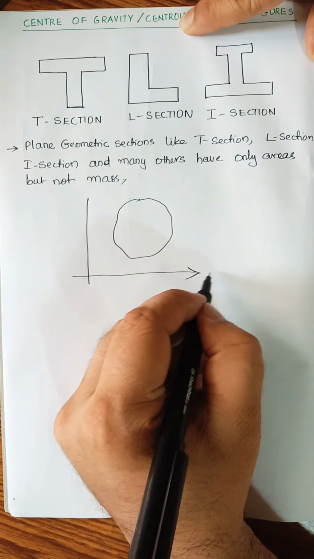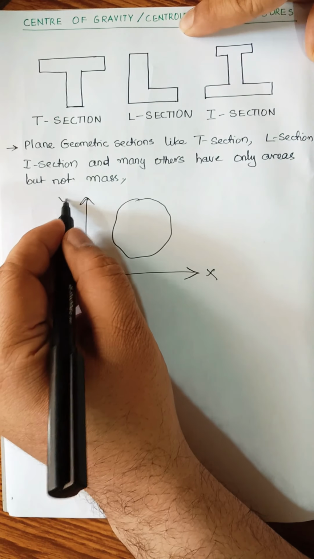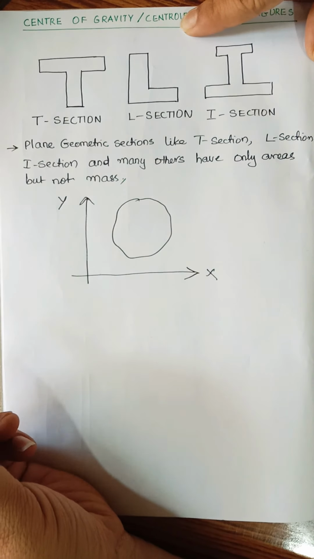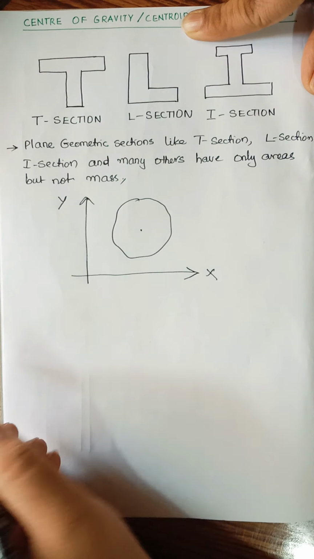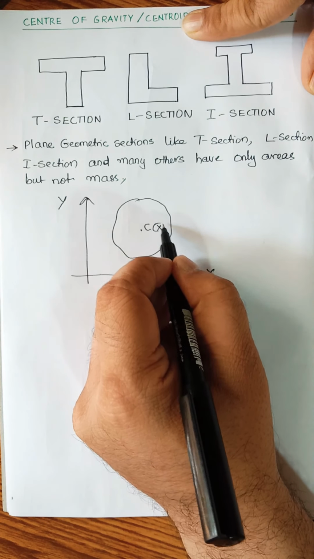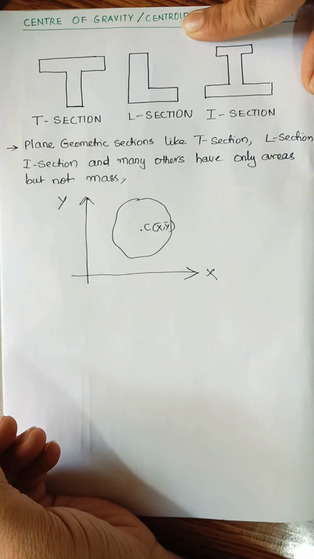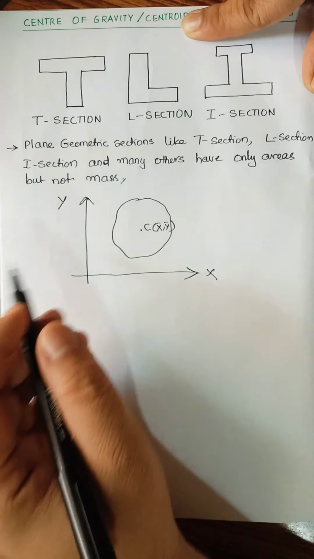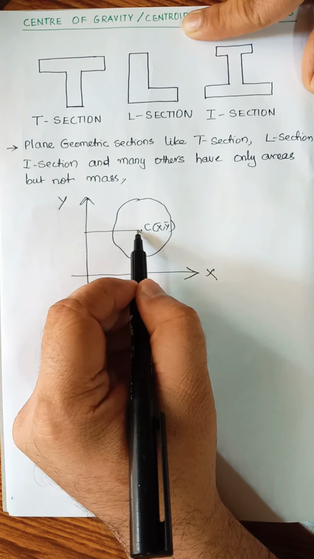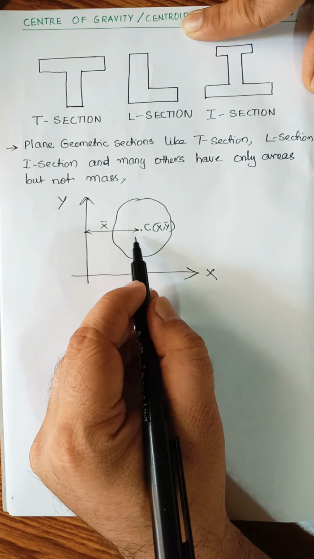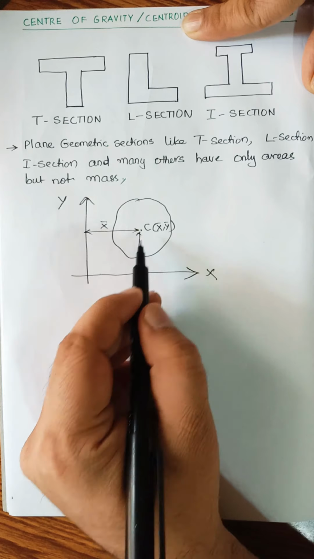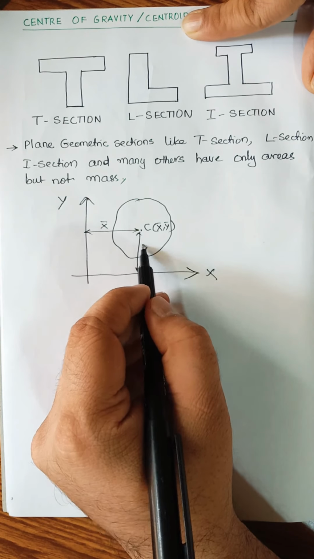So generally, if I consider any plane section, an irregular body which is lying in the first quadrant, where we can see the reference x-axis and reference y-axis, it has got a centroid capital C whose coordinates are x bar and y bar. As you all know, x bar is the distance from reference y-axis and y bar is the distance from reference x-axis.